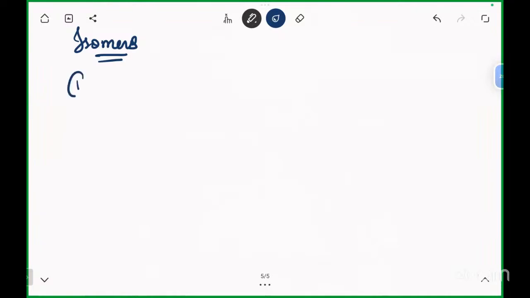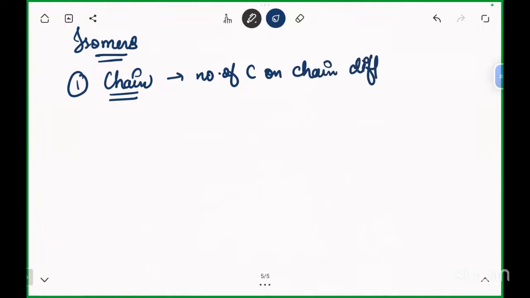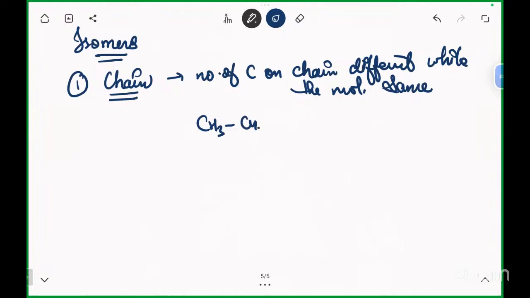The first type I'm taking is chain isomerism. In chain isomerism, the number of carbons in the chain is different while the molecular formula will be the same. For example, CH3, CH2, CH2, CH2, CH3. We have 5 carbons over here. If the straight chain is there, it will be n-pentane.